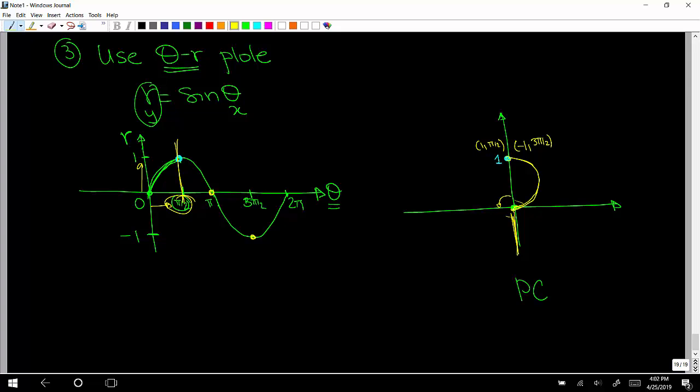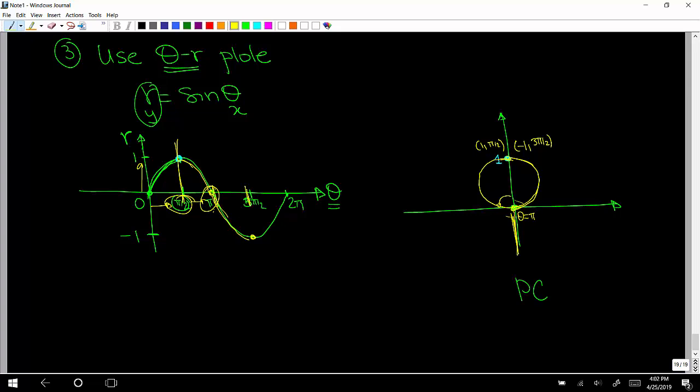Okay. And then what happens? As the angle keeps increasing, r decreases and goes to 0 at pi. Remember, at pi we already established it was 0. So we come back to 0. Okay.